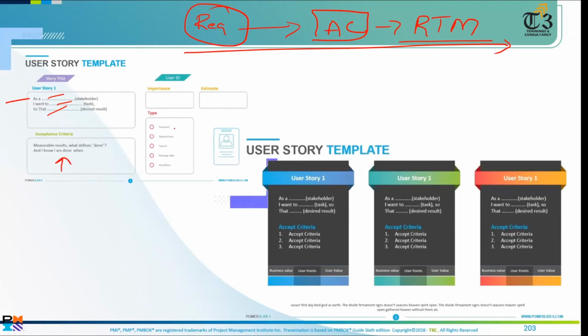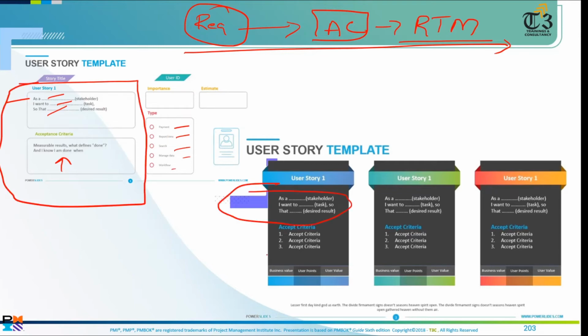So it could be related to payment, it could be related to reports, you can customize your design. What you have to focus on is that it should be like this. As a user, I want to do this, and these are my acceptance criteria.